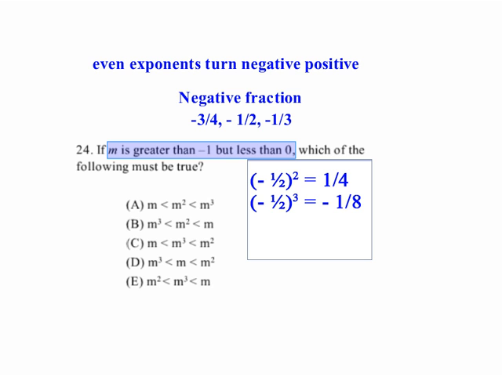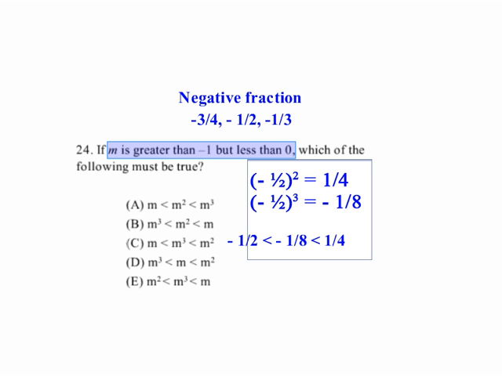When we cube negative 1/2, negative 1/2 cubed is equal to negative 1/8. So if we set it up, we've got negative 1/2 is the least. Negative 1/8 is greater because it's less negative. Remember that on the negative side, the number that's less negative is actually greater. And 1/4 is a positive value. So the correct answer here is C.